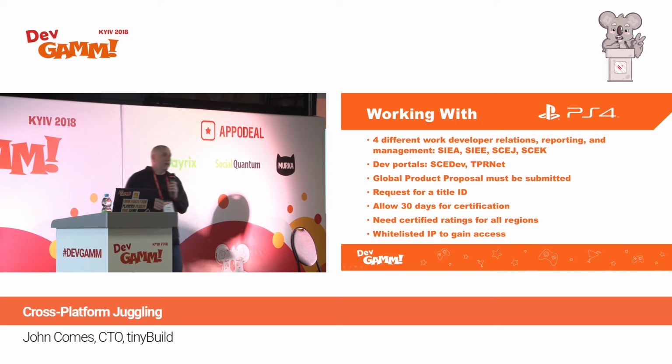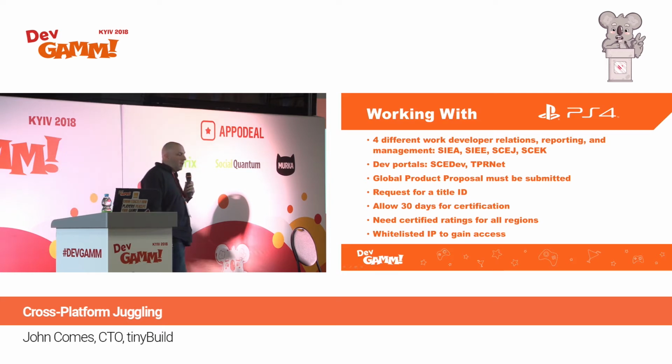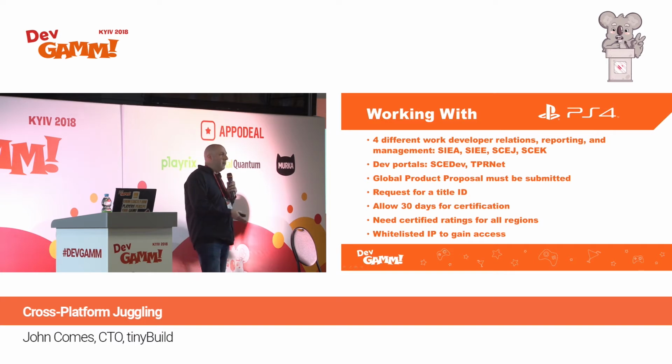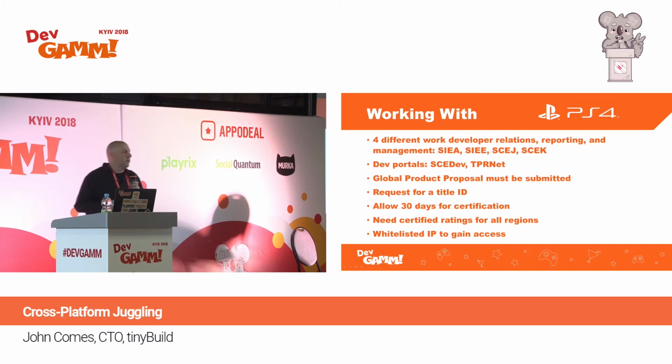When you work with Sony, in order to put a game on their platform, you have to write up a global product proposal. They're the only ones that require this. It's basically a game design document that they force you to write. You'll have to request a title ID from them, so you'll need to find a developer relations person to get a title ID, even to be able to put something on the platform. They have about a 30-day certification window. So if you need to ship on March 1st, your game better be done on January 30th and submitted, because you may miss that if you miss certification.